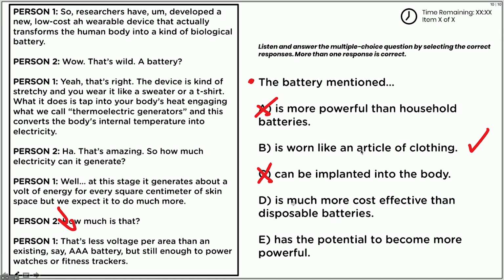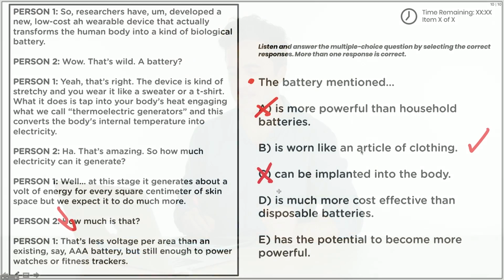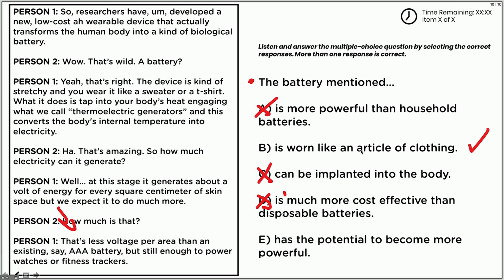The battery mentioned is much more cost effective than disposable batteries. Well, it probably is because it's using your body temperature, but does it actually say that in the transcript? The answer is, again, no. And you don't want to infer something. You don't want to draw conclusions that aren't actually said. So that's incorrect. Finally, the battery mentioned has the potential to become more powerful.